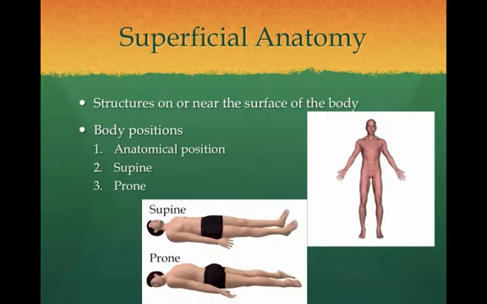Studying superficial anatomy is to locate structures on or near the surface of the body. Superficial anatomy can be located by looking at a person while they are in specific positions. The anatomical position is the position a person would be in when they are standing with their hands at their sides and their palms forward. Their feet would be about shoulder width apart and their toes would be pointed forward. Another position, called the supine position, is where a person would be lying down with their face up, and the prone position is where the person is lying down with their face down.